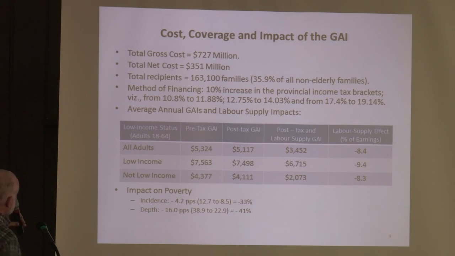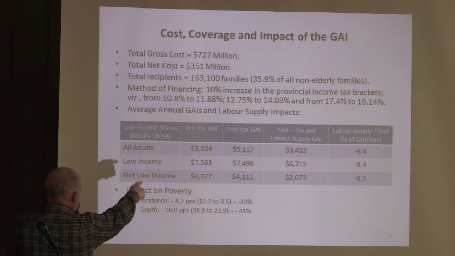It would cover 163,000 families, 36% of them all. And this is focused just on the non-elderly, because social assistance doesn't really cover the elderly population. So I restricted this model to just the non-elderly. And at the benefit levels that we're talking about, most of the elderly wouldn't qualify for any benefits because they're already getting more in OAS and GIS than would be offered by this program. To finance this program would require a 10% increase in the provincial income tax brackets.